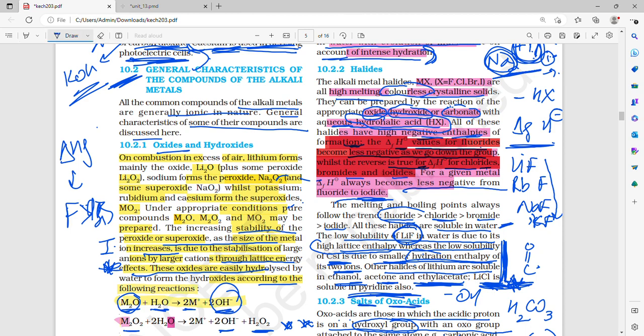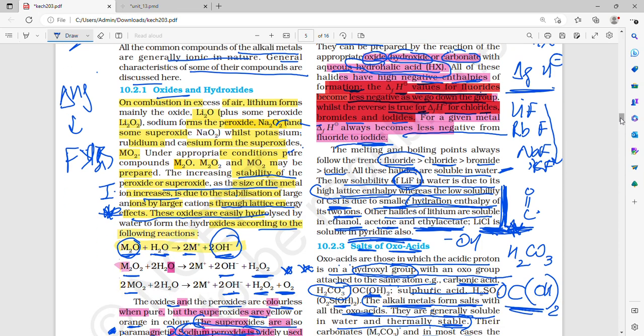Now, for a given metal, enthalpy of formation always becomes less negative from fluoride to iodide. That is, fluoride will have the highest, most negative value, and iodide will have the least negative. So if we are comparing LiF, LiBr, LiCl, then LiF will have the most negative enthalpy of formation, and LiI, lithium iodide, will have the least.